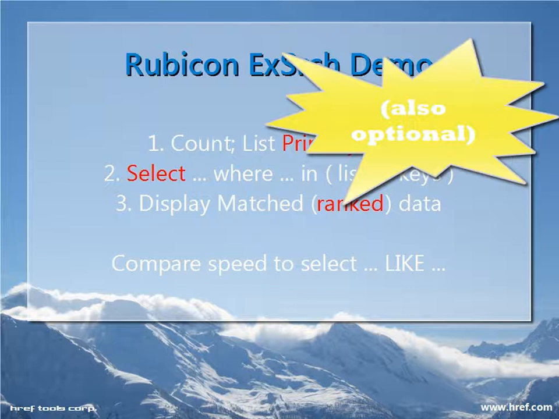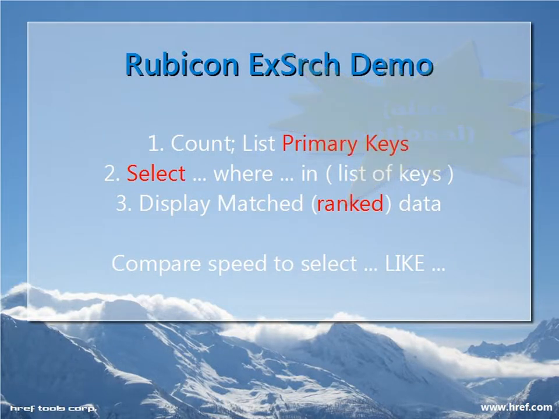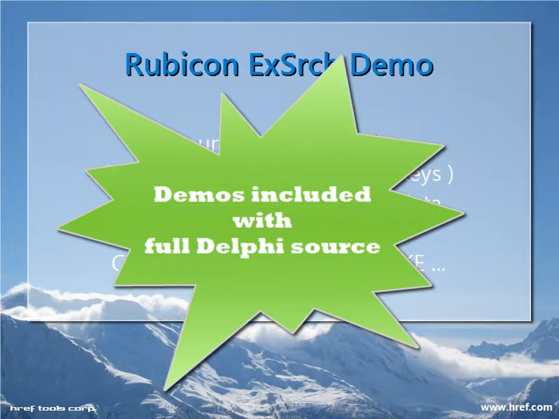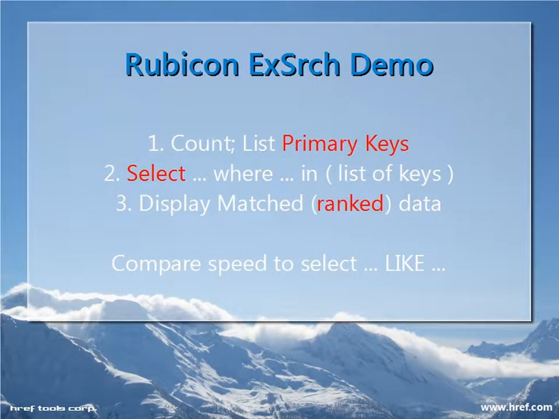When you do that, you have an extra option of ranking the results so that the best match can be shown first. Finally, the demo also includes a feature on the Tools menu that lets you compare performance for any 3-word search request. When you install Rubicon, you will have source to all of these demos, so what you will see next is what the search demo looks like when it runs.